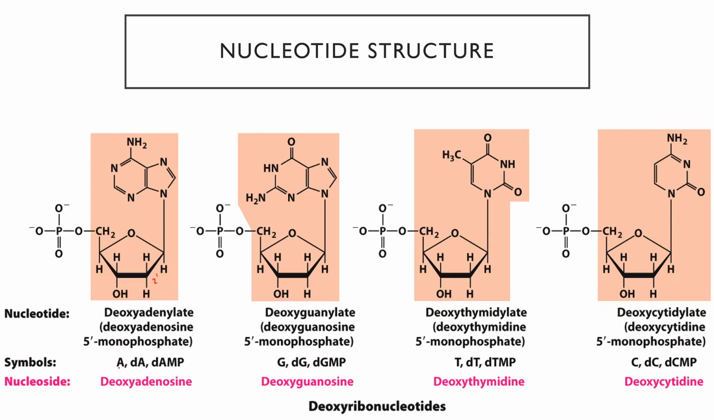So adenine is A, and then deoxyadenosine we just say is little d with a big A, and deoxyadenosine monophosphate is little d AMP.